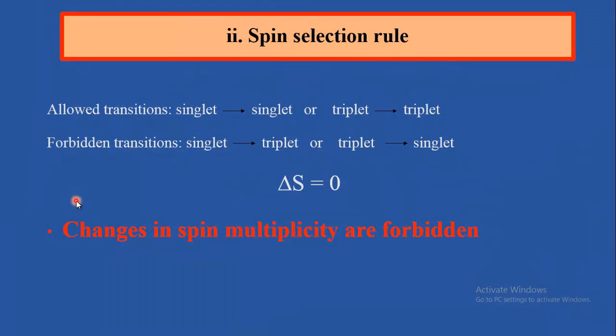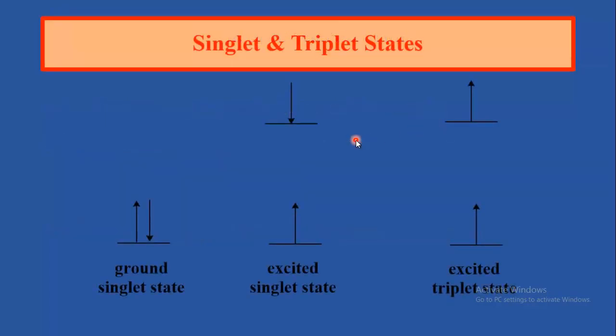The second selection rule for transition is the spin selection rule. If a transition takes place from singlet to singlet or triplet to triplet, then the transition is said to be an allowed transition. And if the transition takes place from singlet to triplet or triplet to singlet, then these transitions are called forbidden transitions. If the value of delta S is 0, meaning singlet to singlet or triplet to triplet, it is an allowed transition.